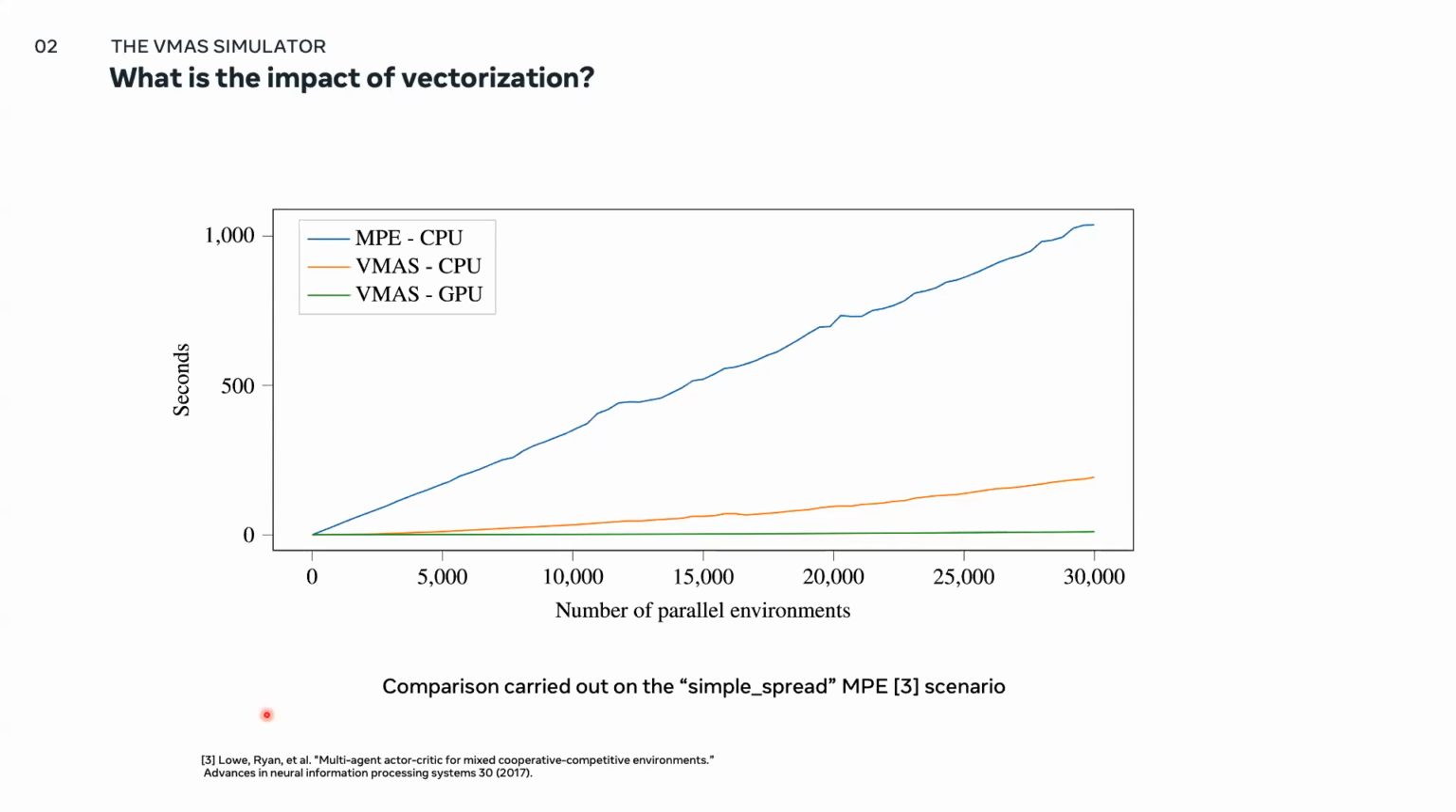So you can see that here we plot the number of environments versus the time it takes to simulate them. And you can see that when you run VMAS on the GPU, as long as your GPU has enough memory, there is not really time scaling in the number of environments because we can leverage the parallelization of the GPU. And even on the CPU, we can see a greater benefit than the normal MPE on the CPU, which just scales linearly, as you would expect from a normal, let's say, for loop kind of thing.